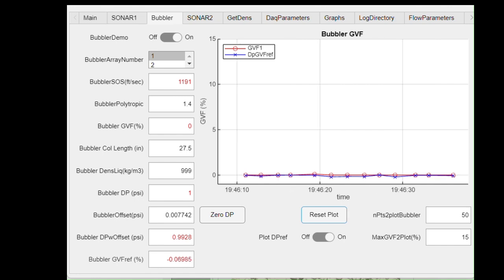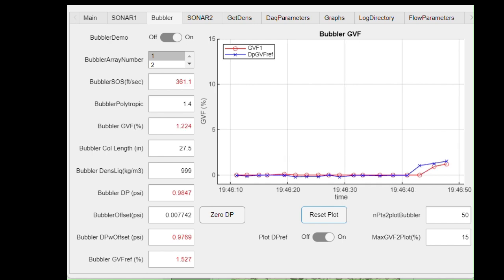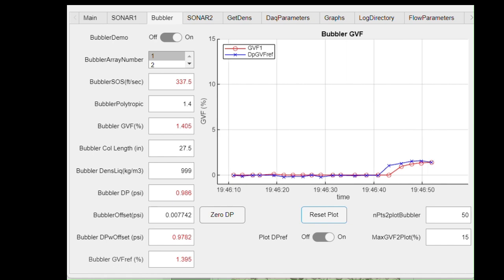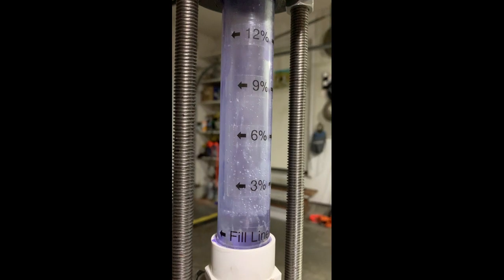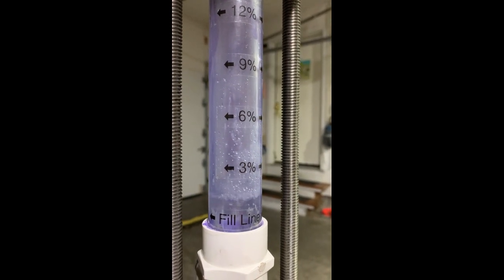Here's the output of our demonstration system, and we're showing two measurements of the gas void fraction. One from the difference in static pressure between the bottom and top of the column. As the liquid gets aerated, you'll see a decrease in the static pressure difference between those two pressure measurements, and you'll be able to determine the gas void fraction from that. And then our sound speed based measurement, which is shown in red.